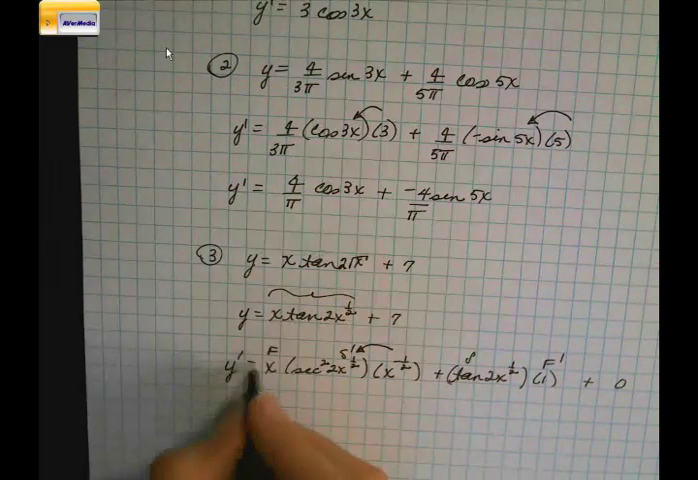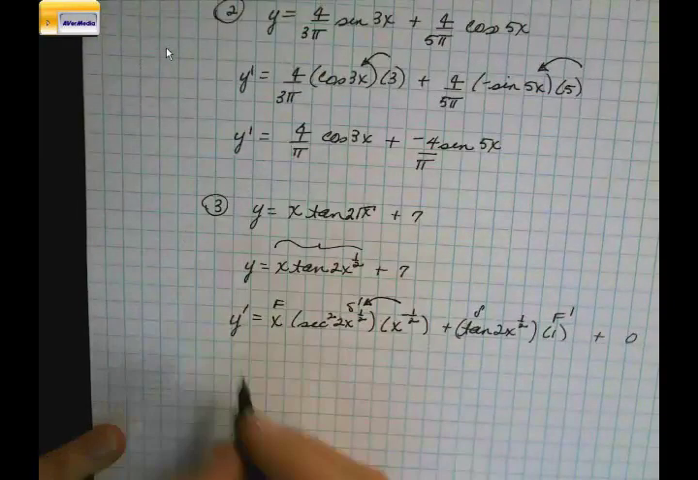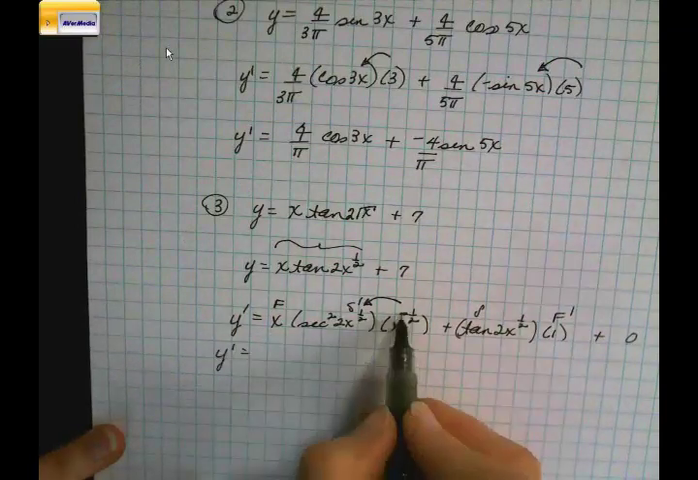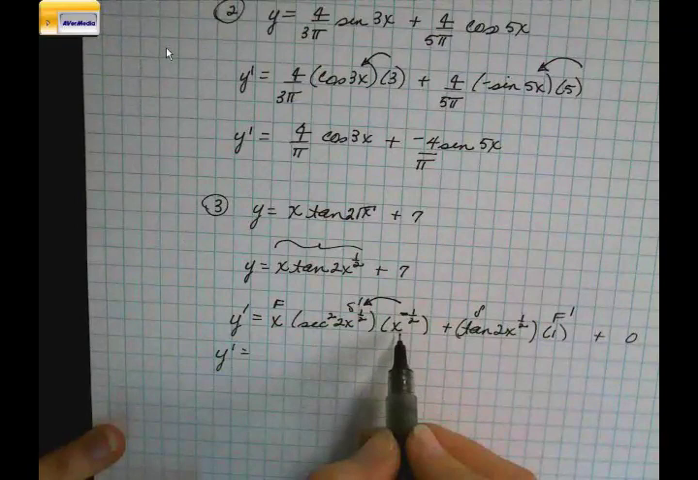Okay, so the derivative has been taken. What in the world do we have? Let's clean it up a little bit. Okay, x times x to the negative 1/2. What is x times x to the negative 1/2?